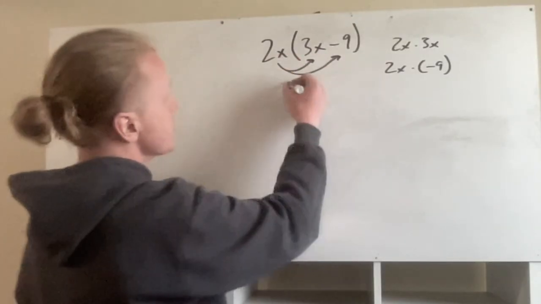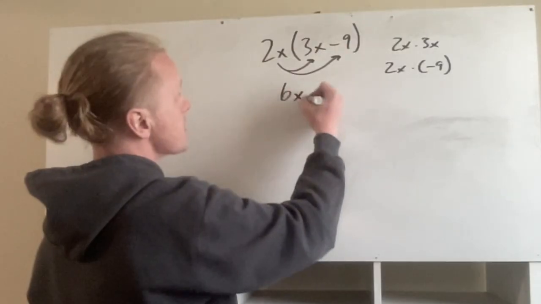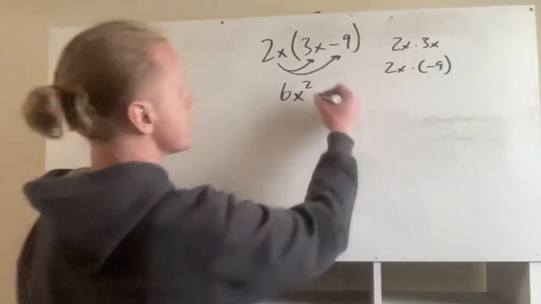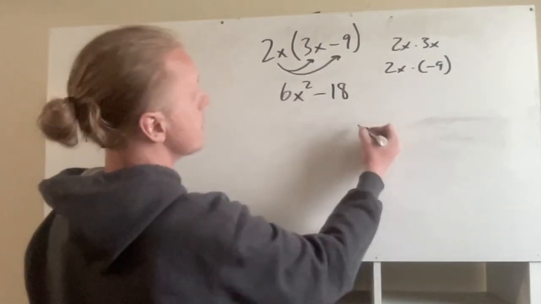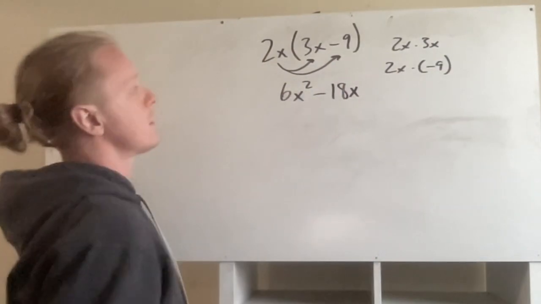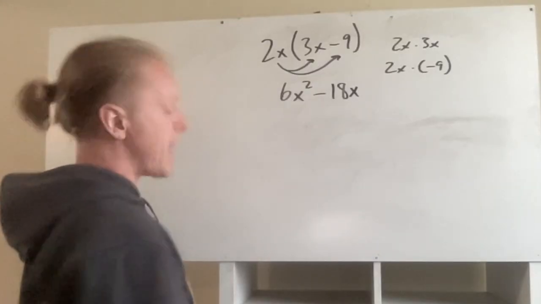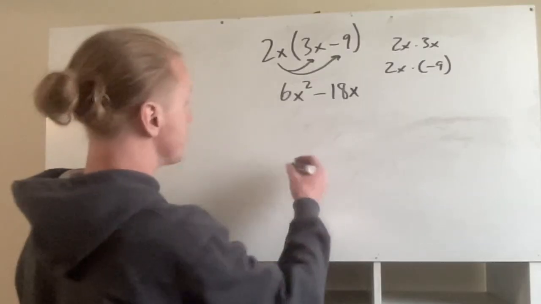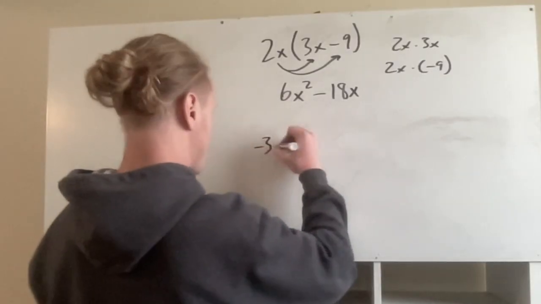We call that distributing. So let's do 2x times 3x first. Well, 2 times 3 is 6. X times x, x squared. And then 2 times negative 9 is negative 18x. Okay, so 6x squared minus 18x. Again, this process is called distributing. Let's take a look at another example.